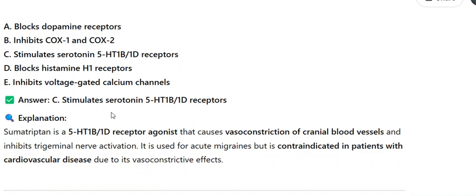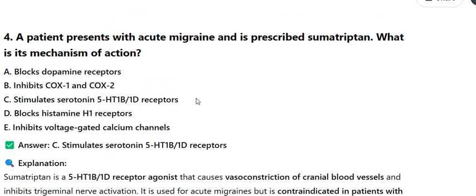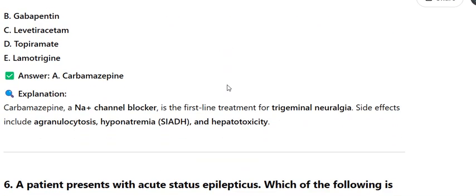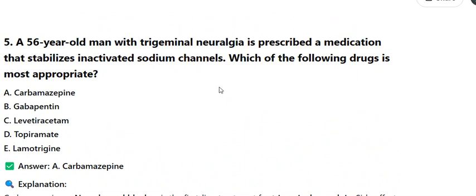5. A 56-year-old man with trigeminal neuralgia is prescribed a medication that stabilizes inactivated sodium channels. Which of the following drugs is most appropriate? A. Carbamazepine. B. Gabapentin. C. Levetiracetam. E. Lamotrigine. Answer A. Carbamazepine.